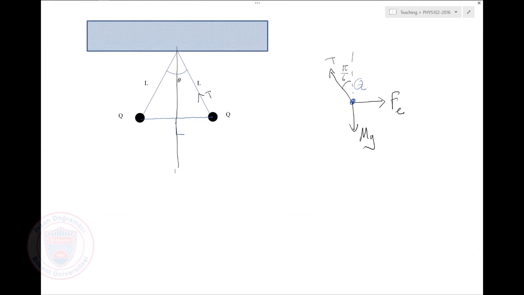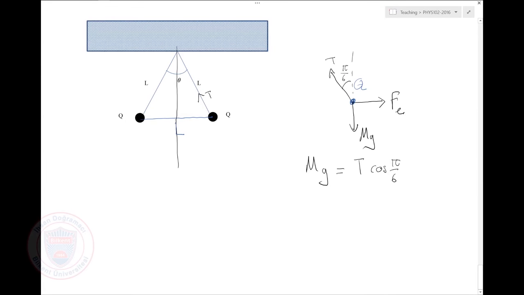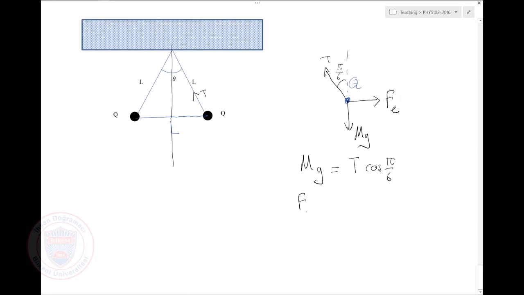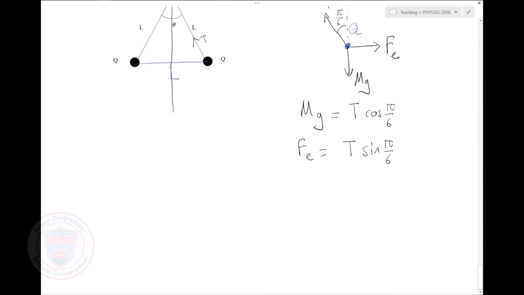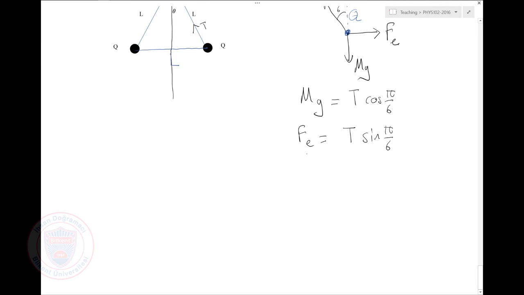Now, this thing is in equilibrium, right? So forces in each direction must cancel each other. I know that mg must be T times cosine pi over 6, cancellation of forces in the vertical direction, and Fe must be T times sine pi over 6. In other words, let me divide these two equations. Fe divided by mg is tangent pi over 6.